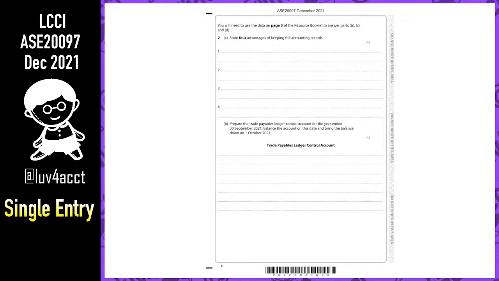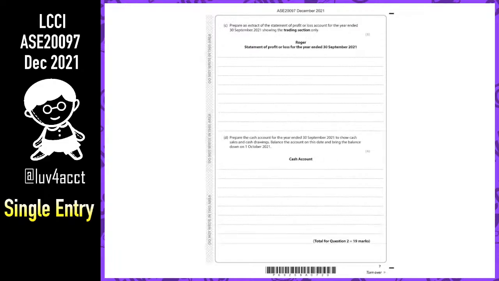And then we have to prepare the trade payables ledger control. Usually, by doing this, you can find credit purchases, and credit purchases is the only purchases you have. Just now we know this from the additional information. And then the statement of profit and loss, only the trading section. That means only sales and cost of sales. We have inventory, we have purchases just now, and we have cost of sales.